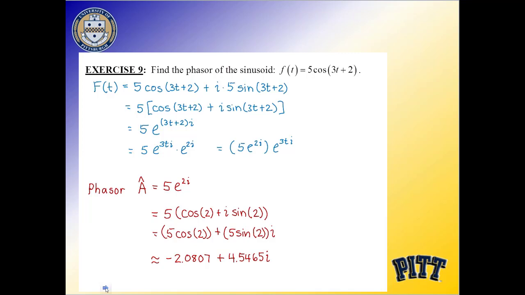Because when I look at, for instance, the amplitude, if I want to figure out what the amplitude is, the amplitude would just be essentially the absolute value of this. So if I did negative 2.0807 squared plus 4.5465 squared and square rooted that, I do get about 5. Now, I'm off a little bit because of the fact that I did some rounding.